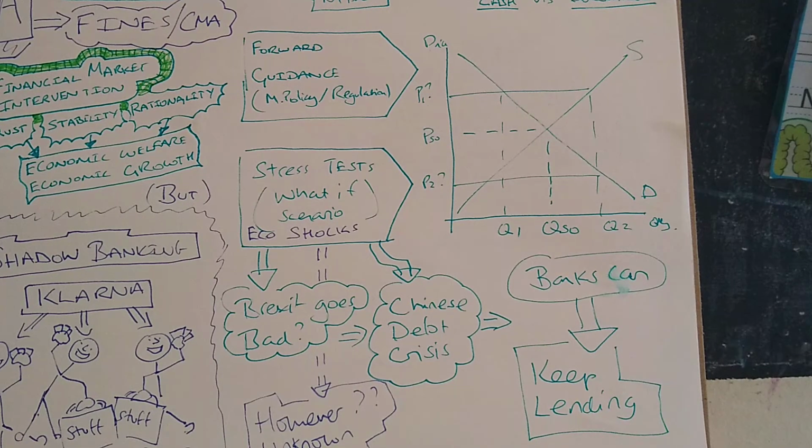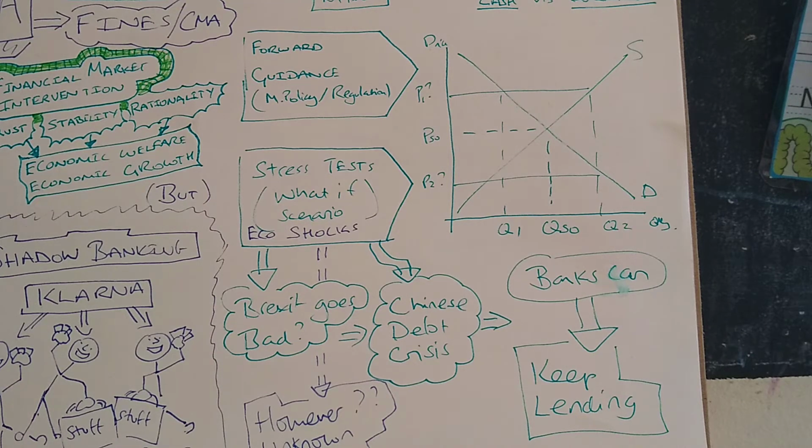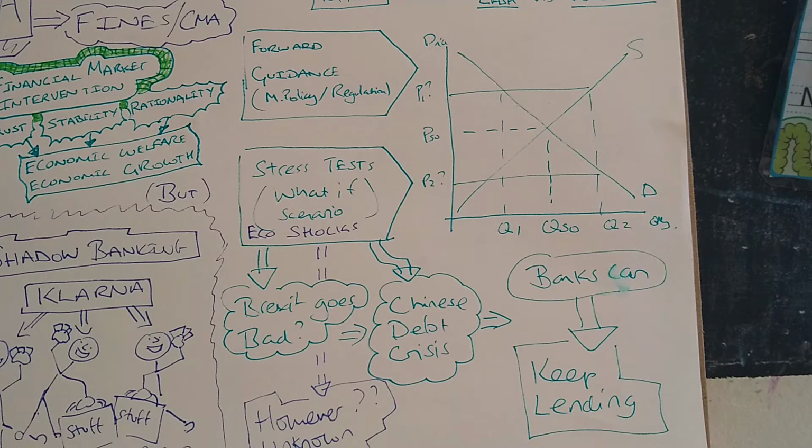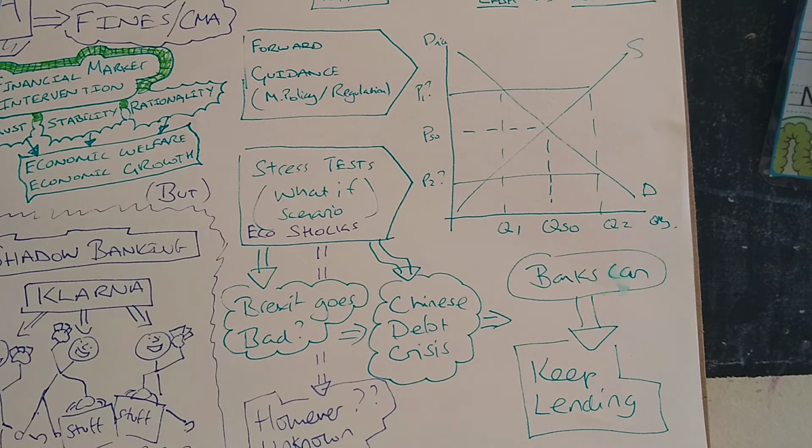So examples of things they've looked at in the past are worst case Brexit scenarios, so trade significantly falling, the country goes into a recession, Chinese debt becomes a crisis, and this impacts the global economies, and they give a report on the extent to which individual banks, so Barclays or HSBC, could withstand that.